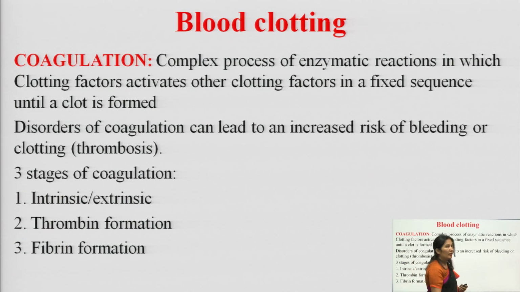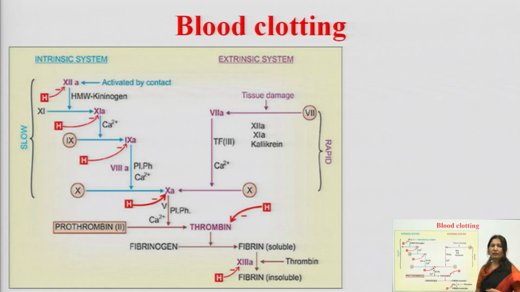Now, what is blood clotting? It is a complex process of enzymatic reactions in which clotting factors activate other clotting factors in a fixed sequence until a clot is formed. A number of clotting factors are required for blood clotting, and these clotting factors are proteins which are synthesized in the liver. Now we need to understand the different stages of blood clotting, that is coagulation. These are the intrinsic and extrinsic pathways, thrombin formation and fibrin formation.